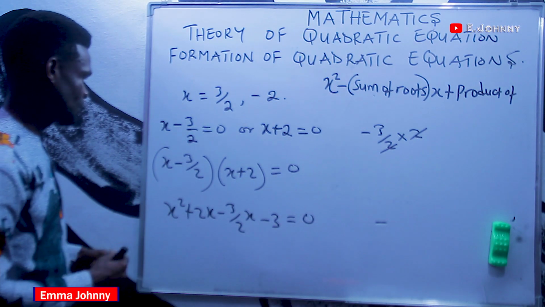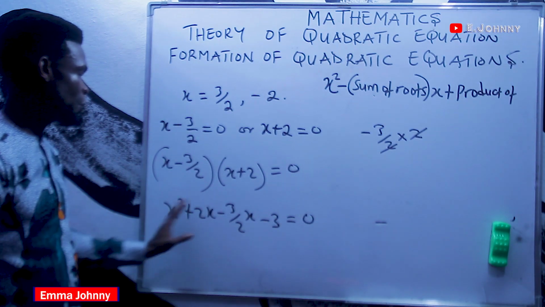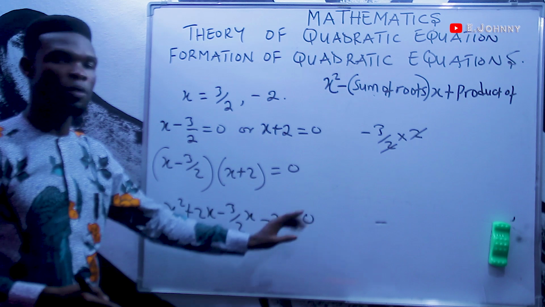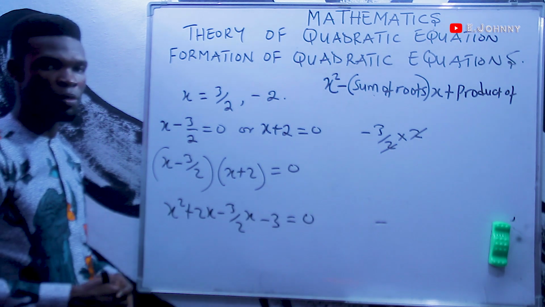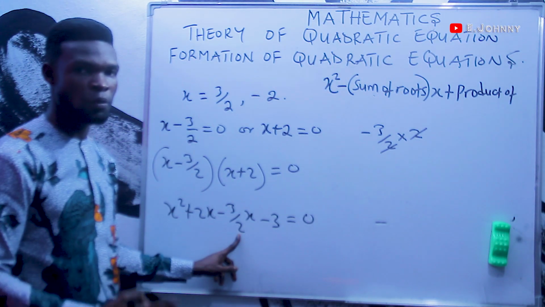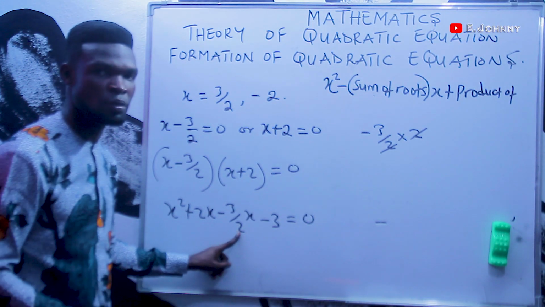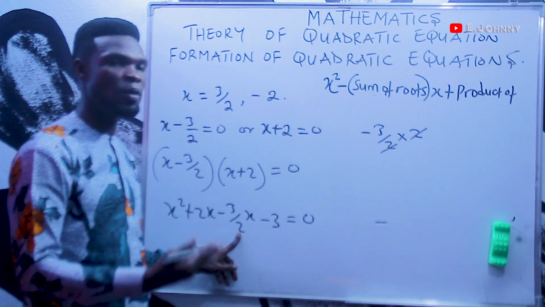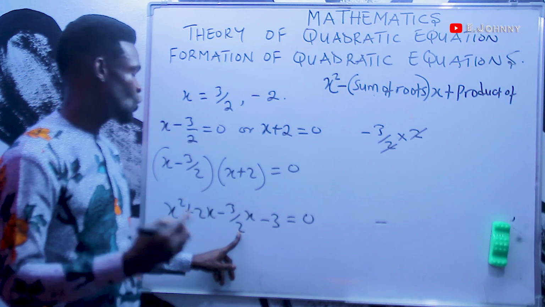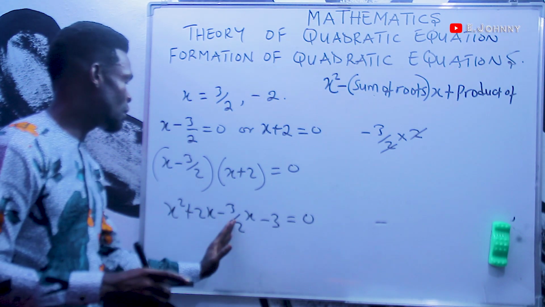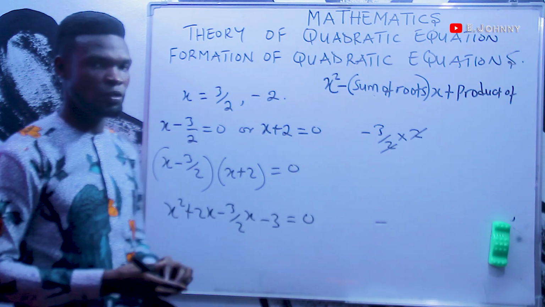Now, I have a fraction there, which is 3 over 2. We have to clear the fraction by using the LCM of the denominator. So the denominator is 2. What is the LCM of 2? The LCM of 2 is 2. Don't forget that the LCM of a number is that number. The LCM of 5 is 5. The LCM of 6 is 6. So the LCM of 2 is 2. We use that 2 to multiply each of the terms to be able to clear the fraction.